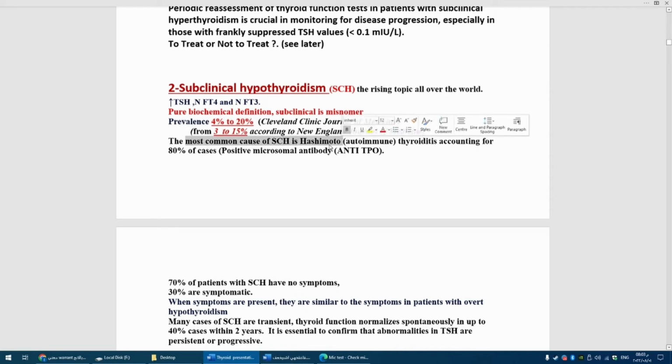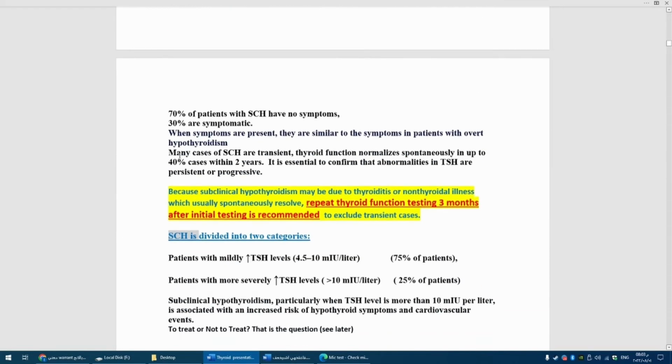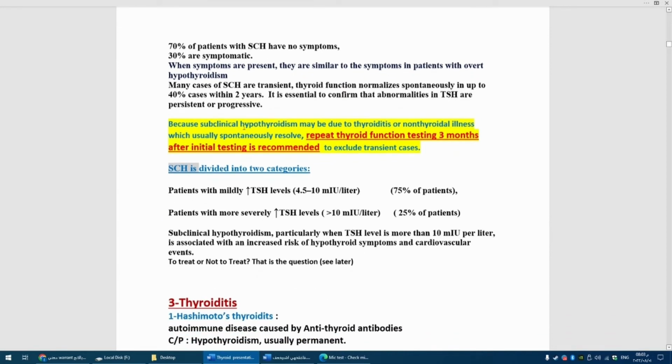Most common cause is Hashimoto, so many patients have positive anti-microsomal antibody. Many cases are transient and spontaneously normalize. Thyroid function tests normalize spontaneously in up to 40% of patients within 2 years. Because subclinical hypothyroidism may be due to thyroiditis or non-thyroidal illness, which usually spontaneously resolve, repeat thyroid function testing 3 months after the initial testing is recommended to exclude transient cases.